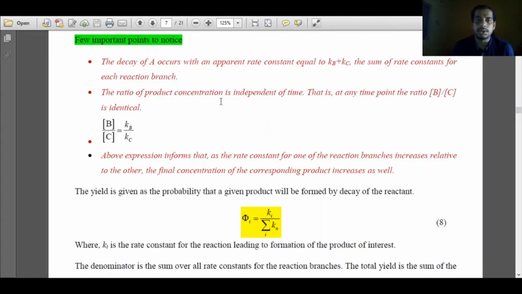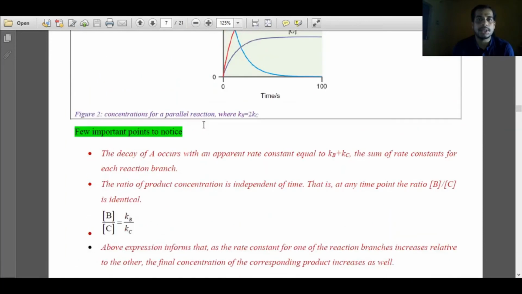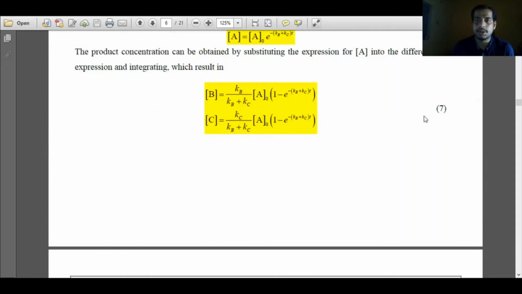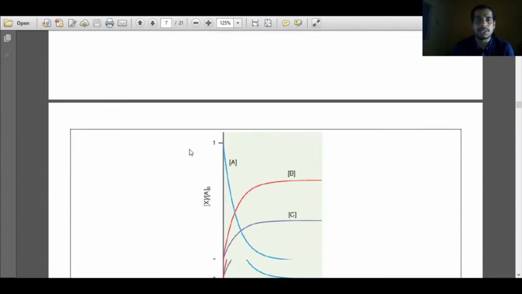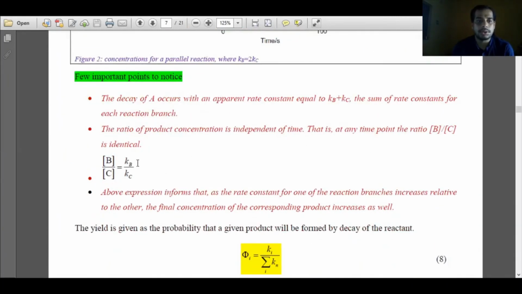The ratio of product concentration is independent of time. If we take the ratio of product concentration, that is the concentration of B and the concentration of C, we have obtained this concentration expression in our previous expression number 7. If we take those ratios, then the ratio of product concentration is simply dependent upon their respective rate constants, and is independent of time. In this ratio there is no time variable. The only factor that the ratio of the products depends upon is the rate constant.